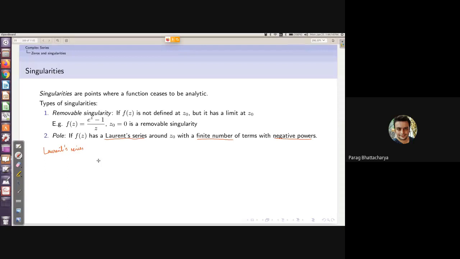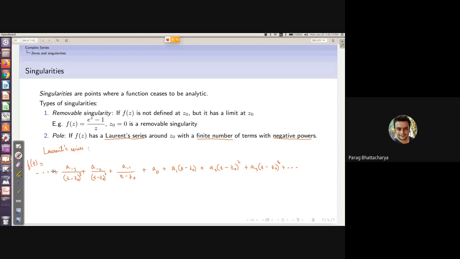How does the Laurent series look? We have both positive and negative terms. So we have a naught, then a1 (z minus z naught), then a2 (z minus z naught) squared, a3 (z minus z naught) cubed. This is on the positive side. On the negative side, we have a minus 1 divided by z minus z naught, then a minus 2 divided by (z minus z naught) squared, plus a minus 3 divided by (z minus z naught) cubed, and so on. And this is your function f of z. This function has a Laurent series expansion like this.